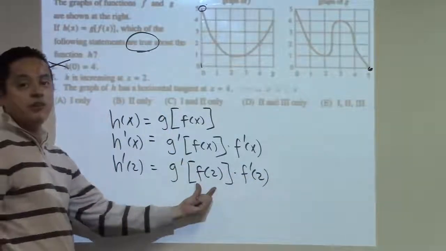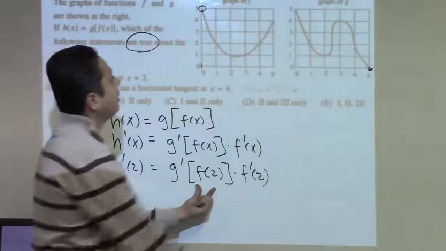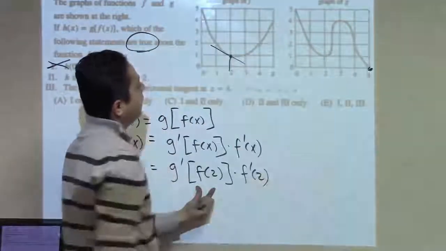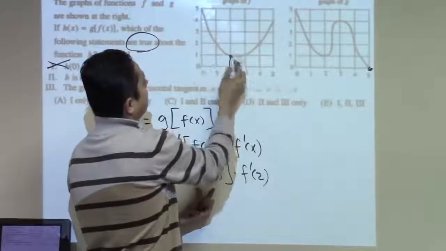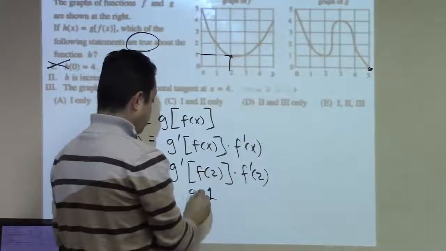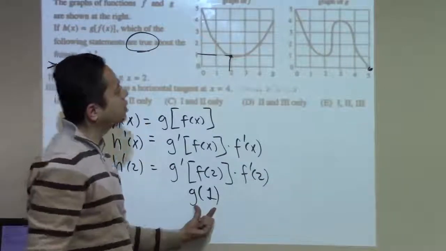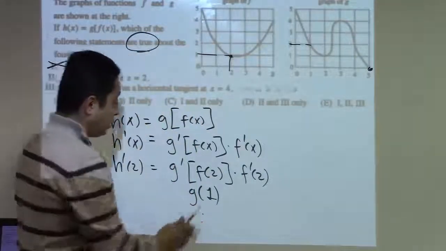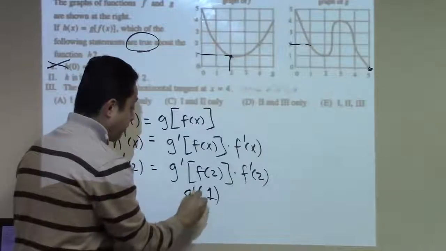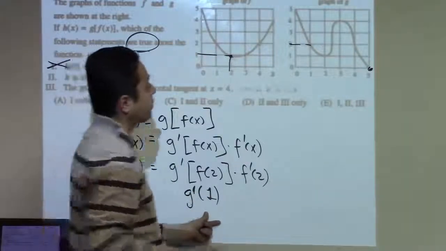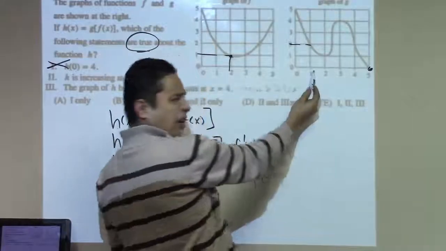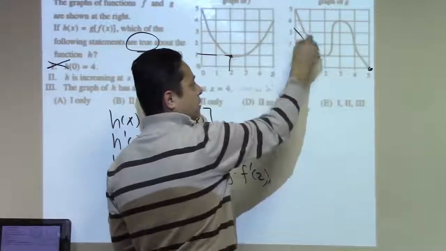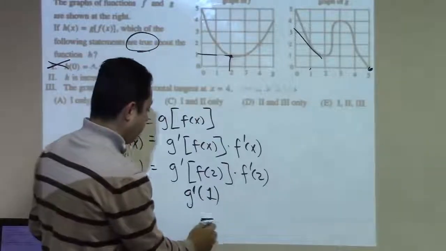So we go on the inside first. Let's go to f of 2 and see what we get. f of 2 is right there, and the y value is 1. So now we're doing g of 1. Let's go to g of 1. Oh no, this is g prime, I'm sorry. g prime at 1. So here's 1. g prime at 1 just means the slope there. But the slope there is negative.